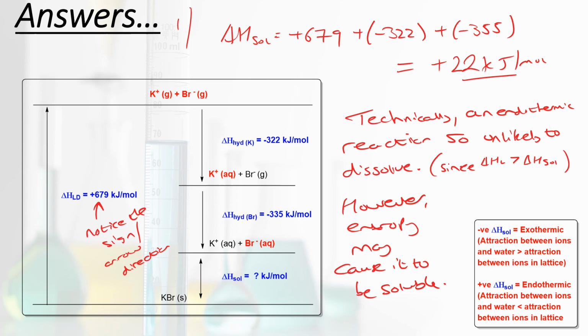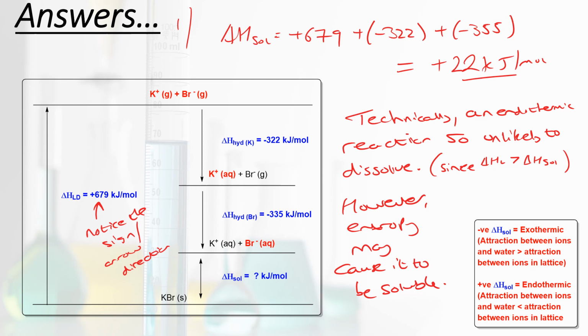And so then again, remember that if we have a negative solution enthalpy, an exothermic change, we're saying that the attraction between the ions and the water is greater than the attraction between the ions in the lattice. It prefers to be dissolved rather than as the solid compound. If we have a positive solution enthalpy, like we do in this case, an endothermic solution enthalpy, well, the attraction between the ions and the water is less than the attraction between the ions in the lattice. So it prefers to be the solid ionic compound rather than being dissolved.